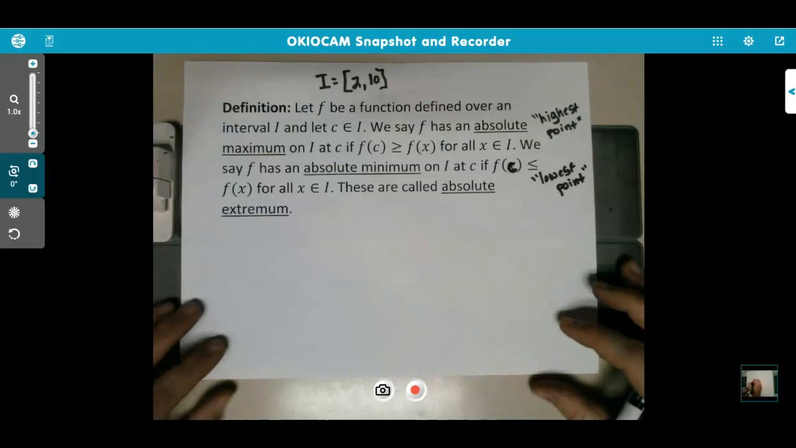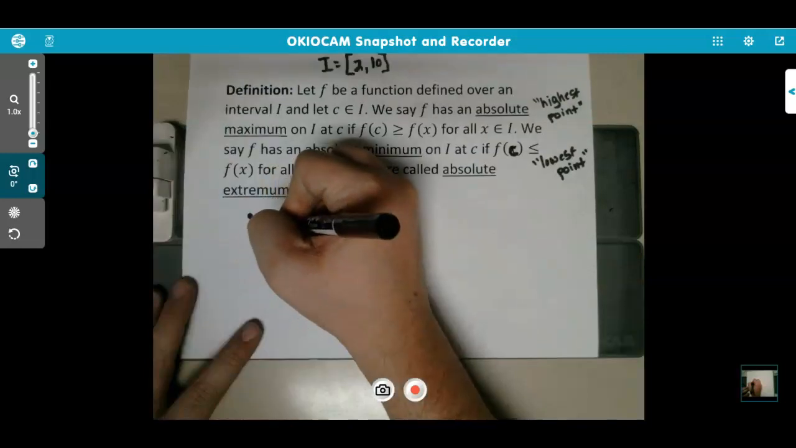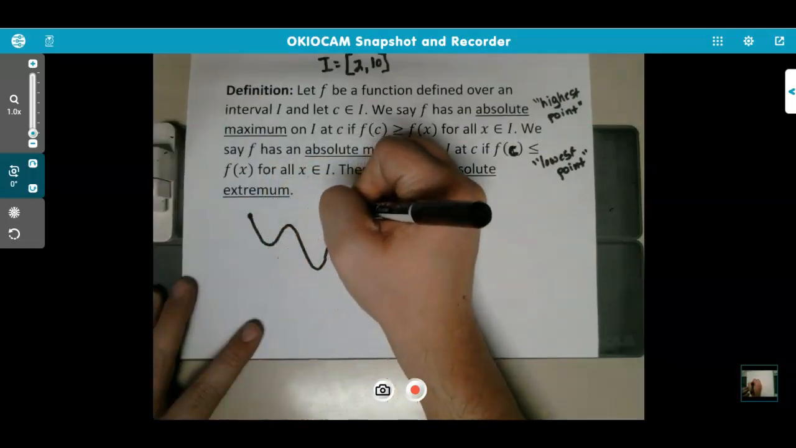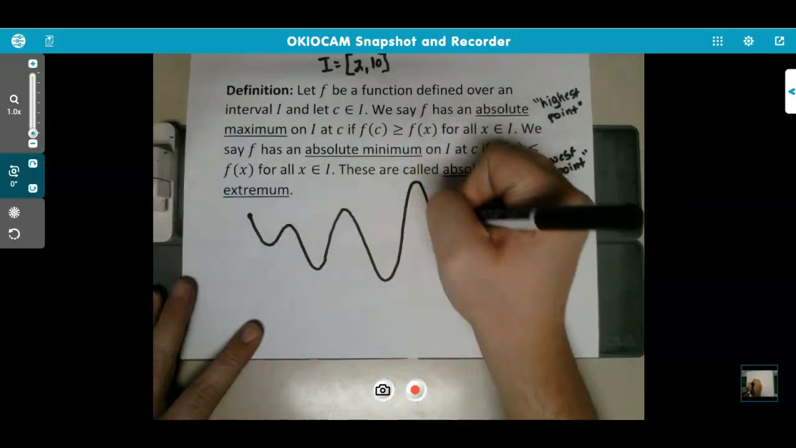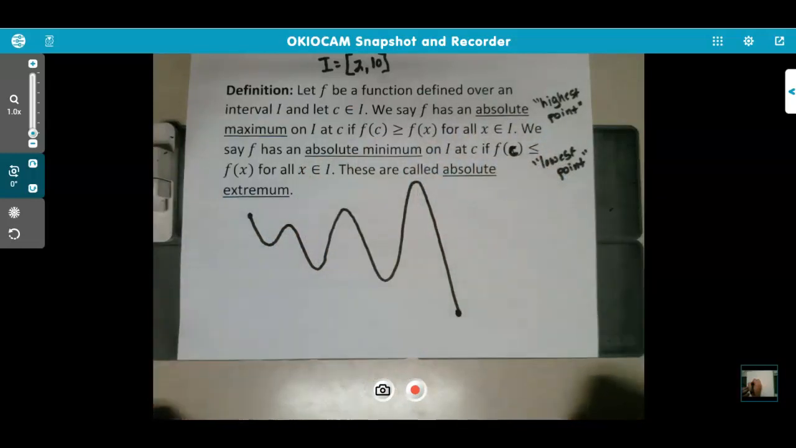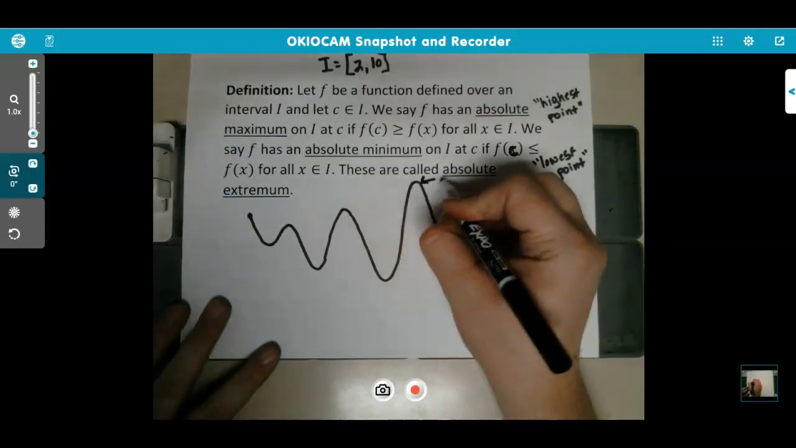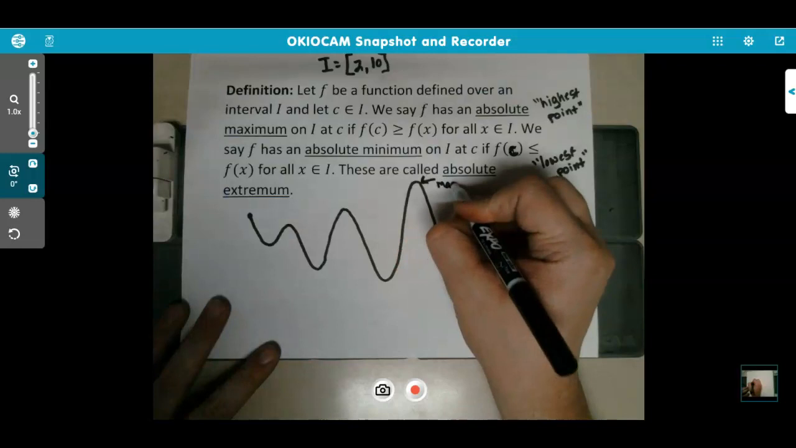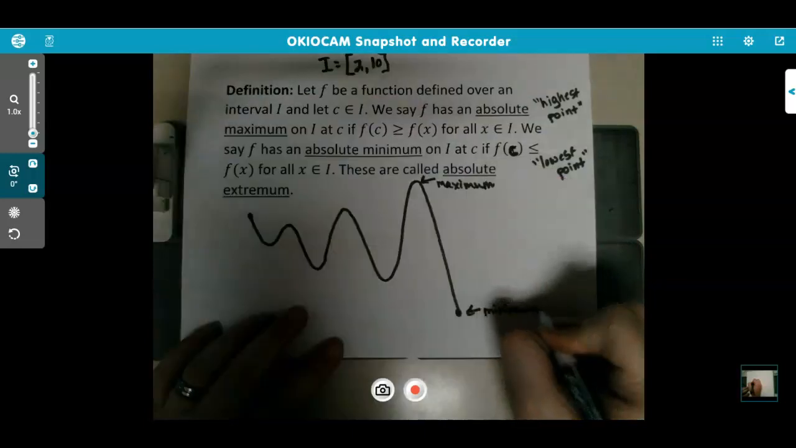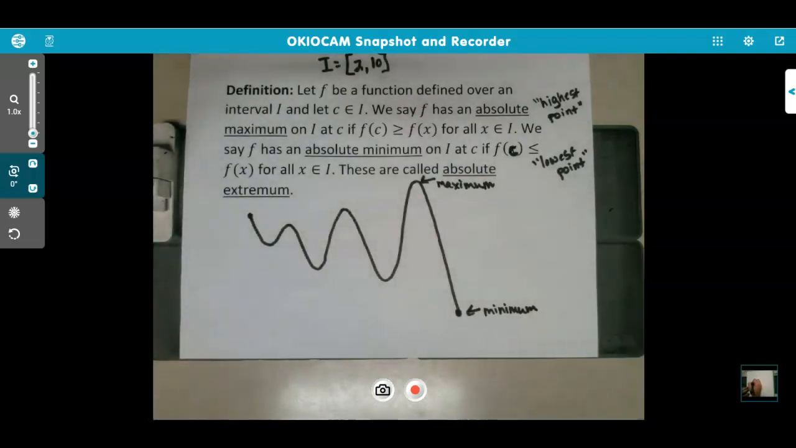So basically what this means is, let's say I had a graph. This graph starts, let's say right here, and it does all kinds of pretty neat stuff, and stops right here. The absolute maximum would be this highest point. That is the absolute maximum. And then the absolute minimum is the lowest point. That's what all of this means.